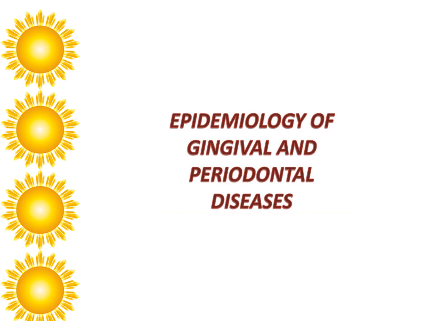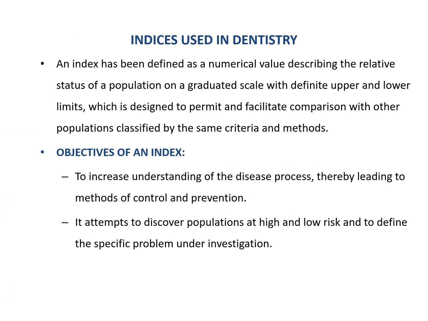And moving on to epidemiology of gingival and periodontal diseases. For a better understanding of gingival and periodontal diseases, we should know about indices first. What is an index? An index has been defined as a numerical value describing the relative status of a population on a graduated scale with definite upper and lower limits, which is designed to permit and facilitate comparison with other populations, classified by the same criteria and methods. And the following are the objectives of an index.